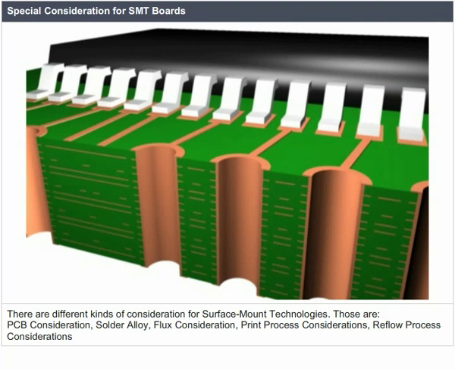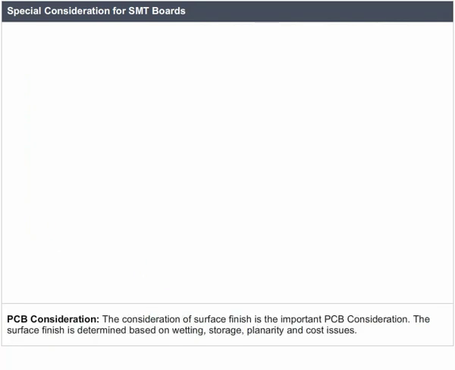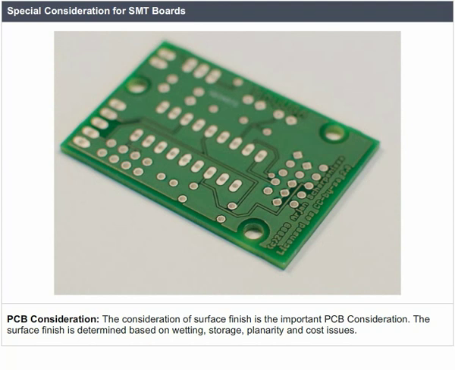Special consideration for SMT boards. There are different kinds of consideration for surface mount technologies. Those are PCB consideration, solder alloy, flux consideration, print process considerations, reflow process considerations. PCB consideration. The consideration of surface finish is the important PCB consideration.